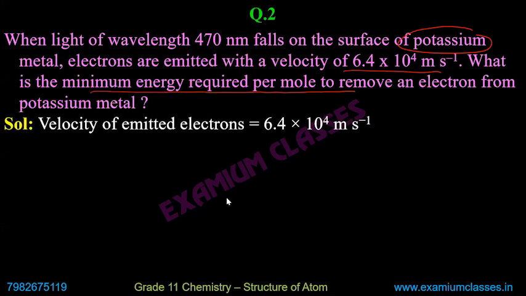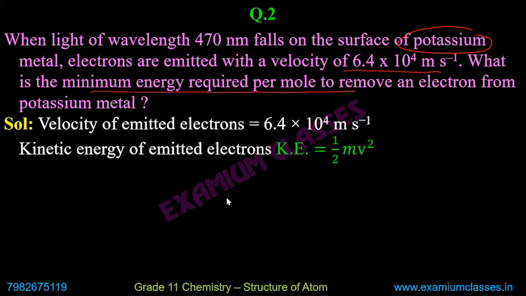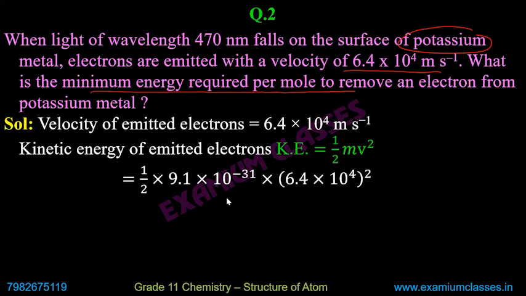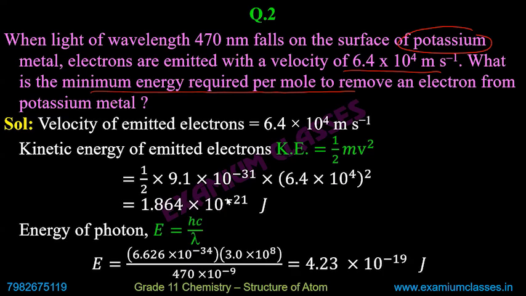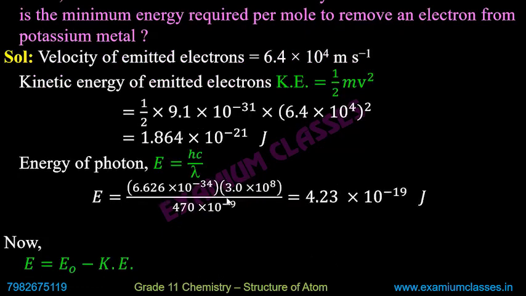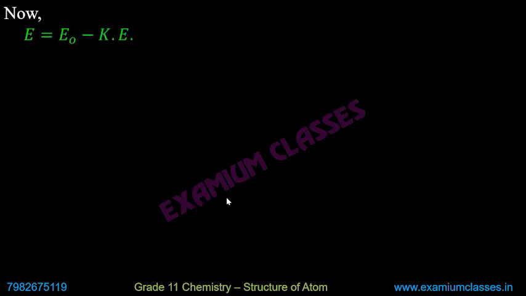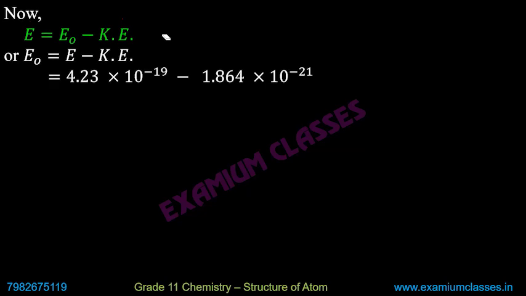So here velocity is given, kinetic energy you can calculate. Then you can apply the energy of the photon. Very simple formula you have to use here. Now you use E equals E naught minus kinetic energy, or you can directly substitute the values here. Instead of first calculating, you can directly substitute the value. Yes, sir. Okay.